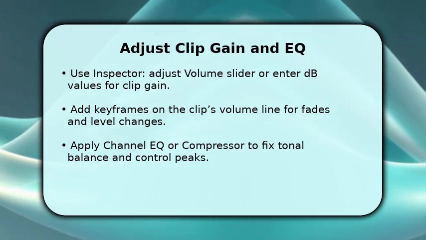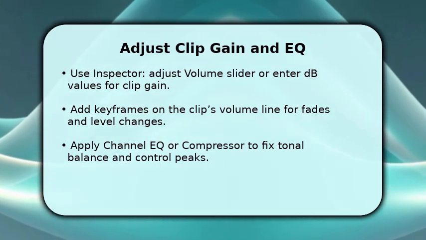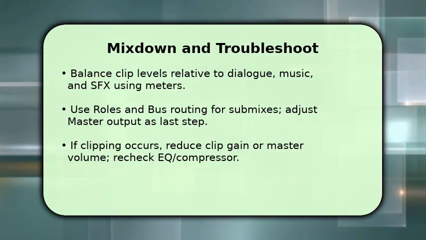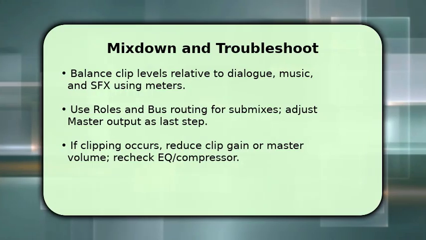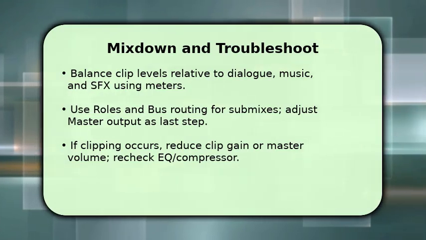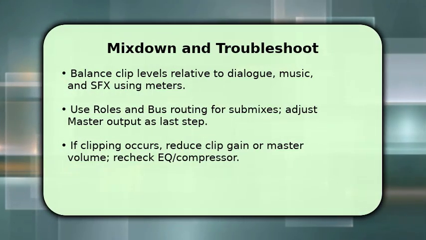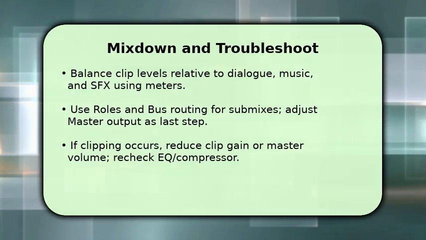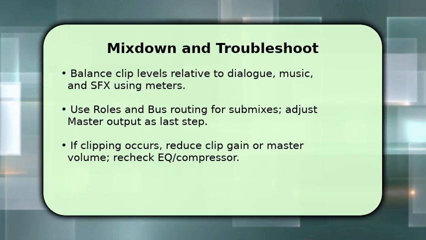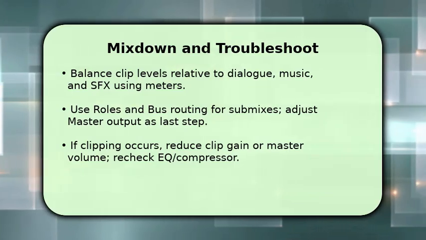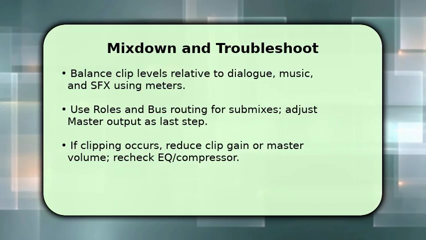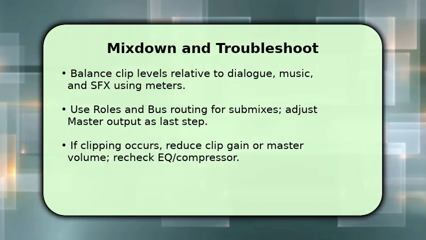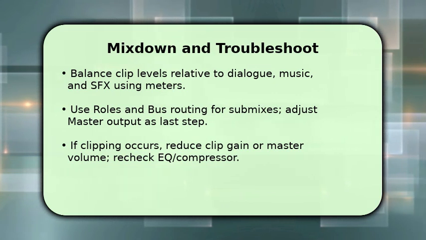Once individual clips are set, balance them against music and effects by listening and referencing the audio meters. Treat dialogue as the priority and bring other elements around it. Use roles to group dialogue, music, and SFX, then route those to auxiliary buses for easier submix control. Finally, adjust the master output so the final mix peaks safely below 0 dB. If you encounter distortion or clipping, reduce offending clip gain or the master fader, and reevaluate EQ.